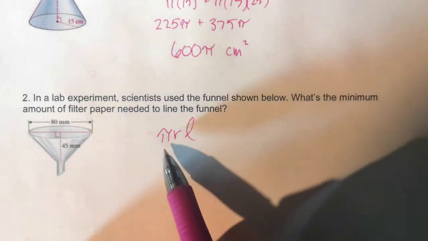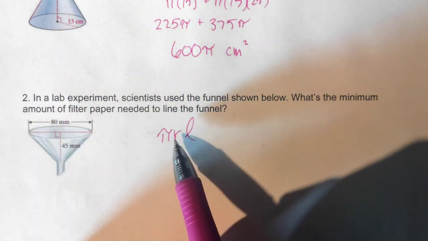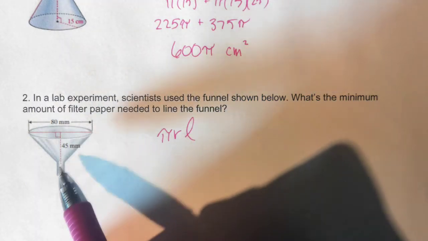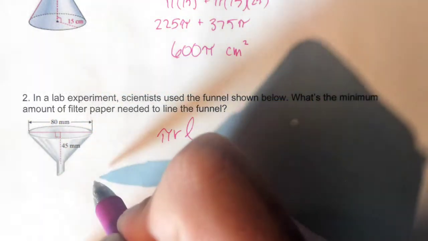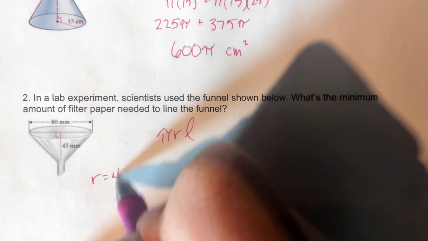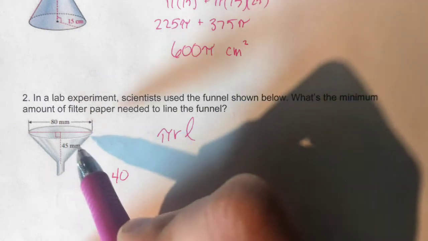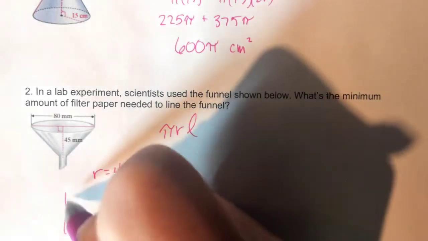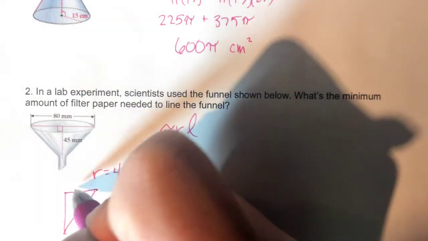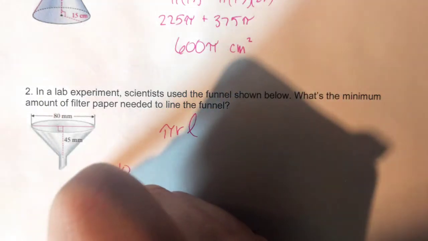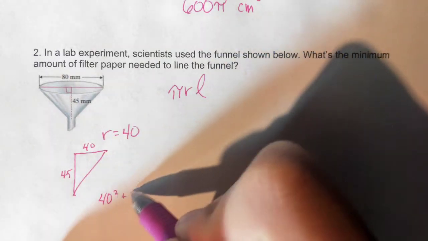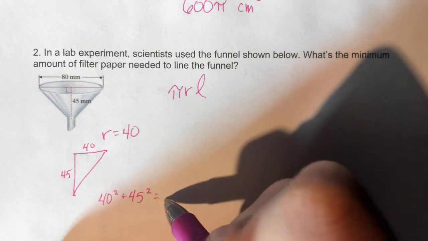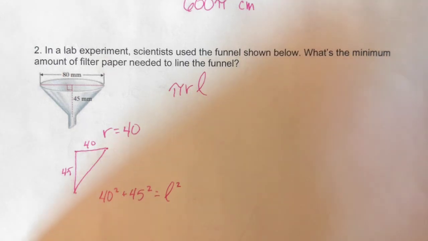Okay, so it looks like we don't have either of these pieces of information. I have no radius or no slant height here. But the radius is easy enough. It's half the diameter, so I know that the radius is 40. And then the slant height we can find by drawing that right triangle. So 40, 45, and then we're looking for that slant height, which is going to be the hypotenuse. So that means that 40 squared plus 45 squared is going to equal our slant height squared.